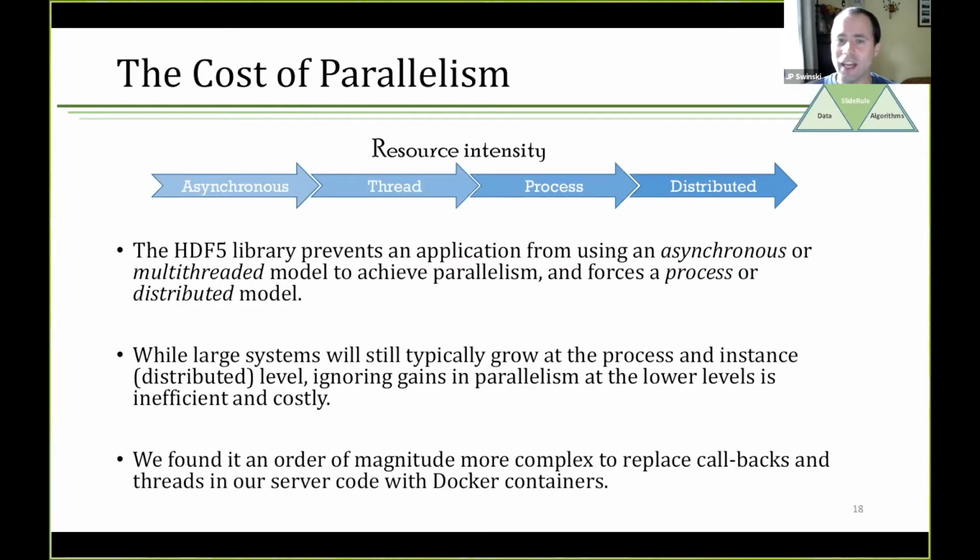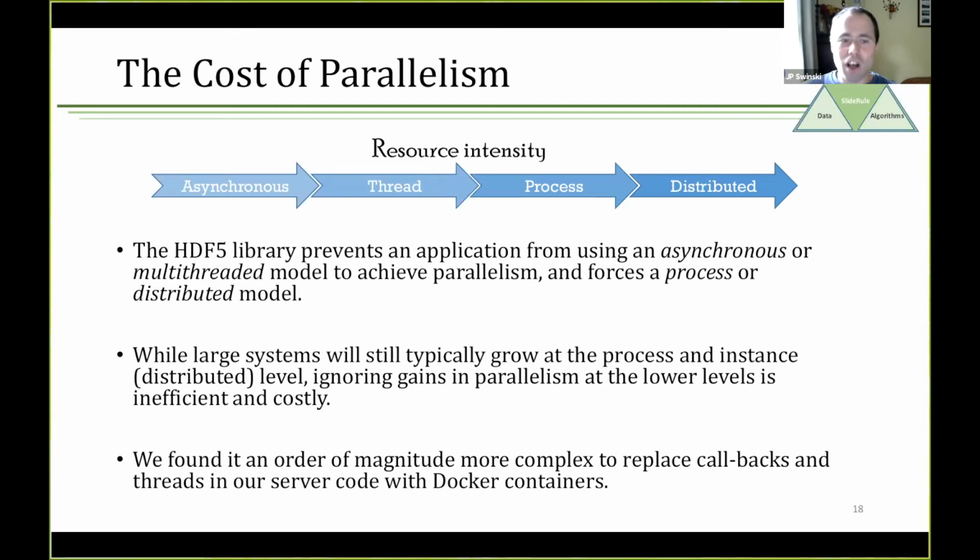Why does this matter? You could say, well, why not just fork it? Why not just do multiple processes, right? If the HDF5 library is not parallel, then just parallelize it at the process level or at the instance level. And I would say, okay, that's okay. Yeah, do that. Applications are going to scale at the process and at the distributed level. All applications are, and that's a reasonable approach to take. But we cannot ignore the efficiency at the lower levels of parallelization.